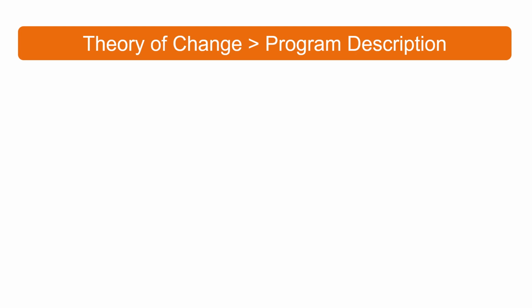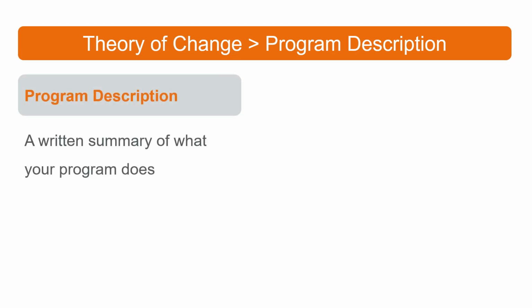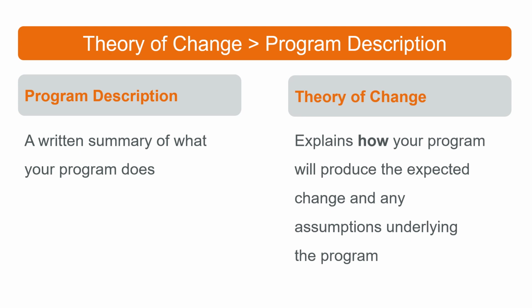Your theory of change goes beyond your program description. A program description is a written summary of what your program does, whereas a theory of change explains how your program will produce the expected change and any assumptions underlying the program.